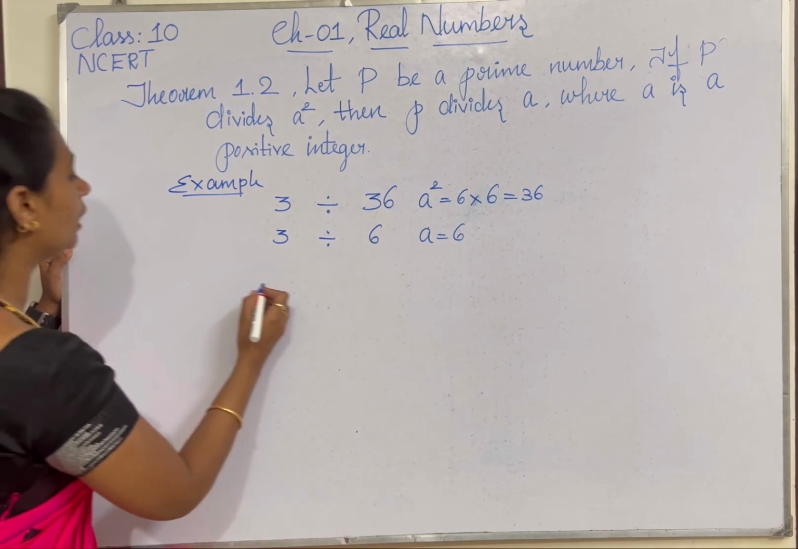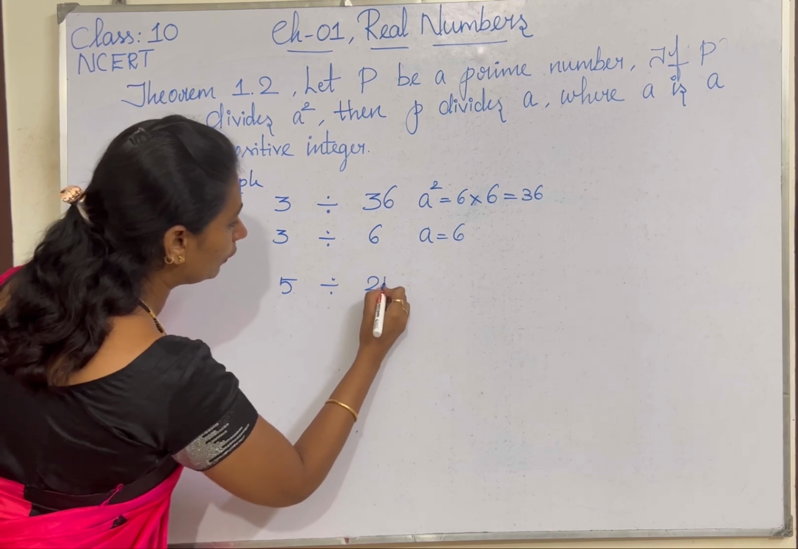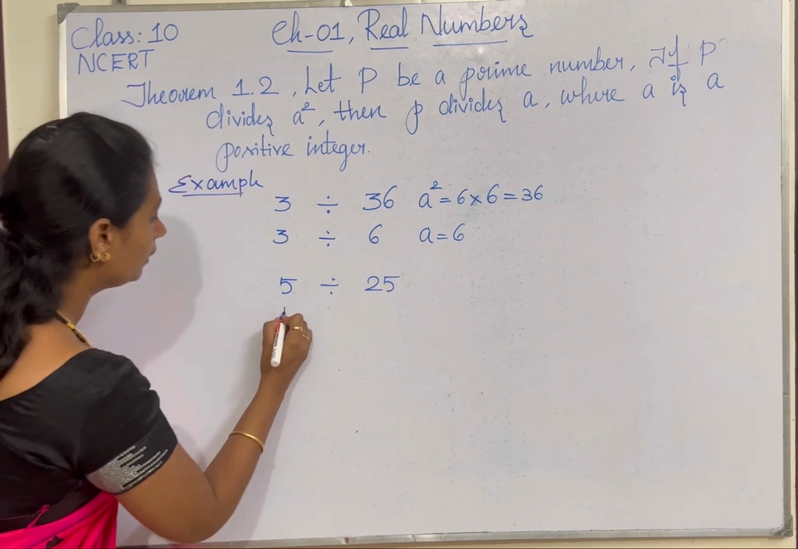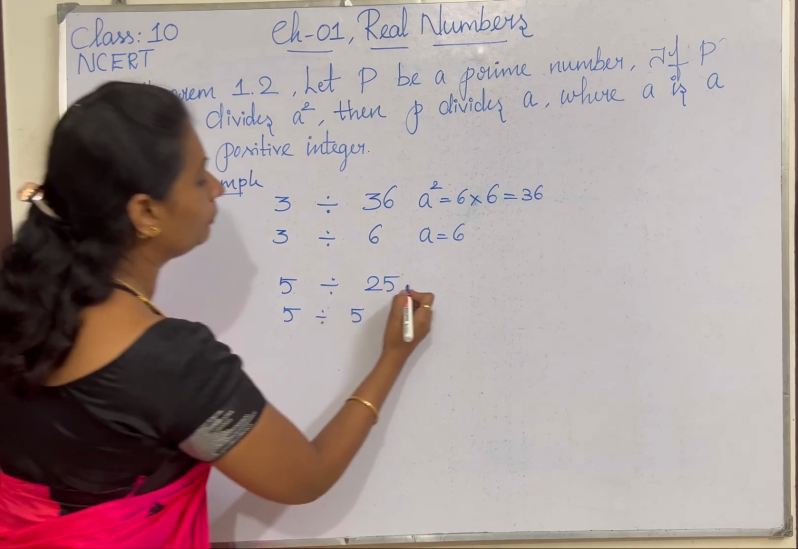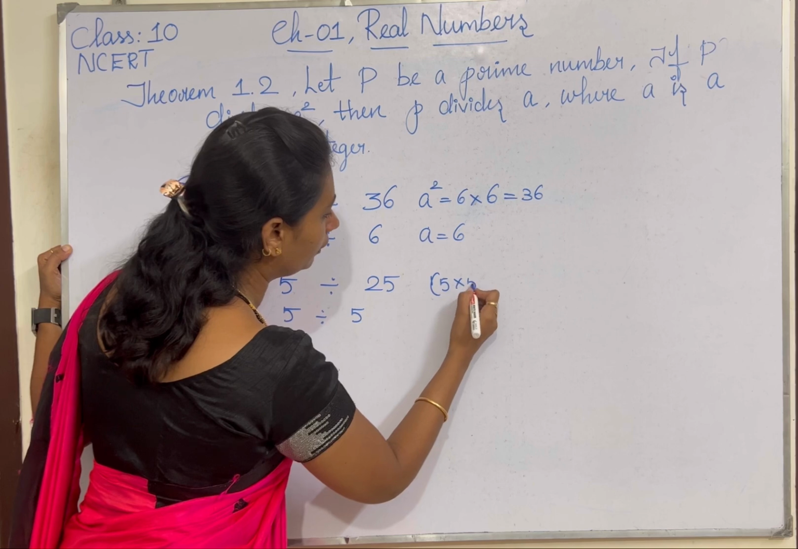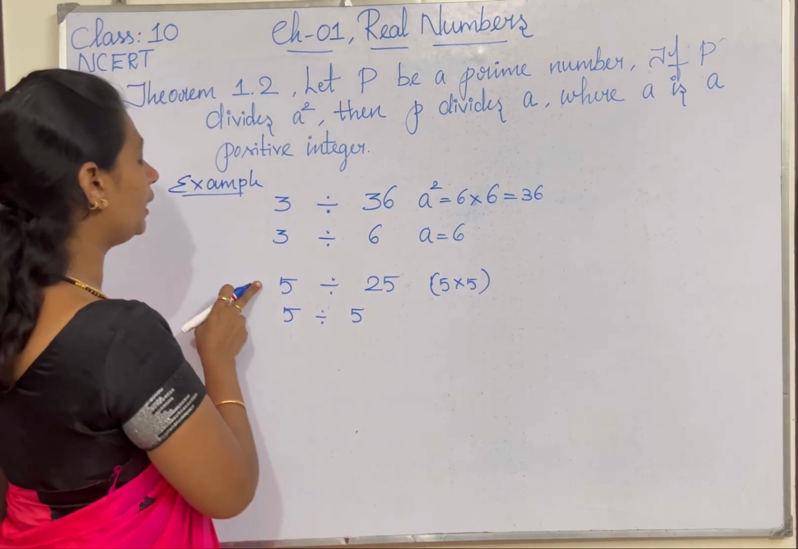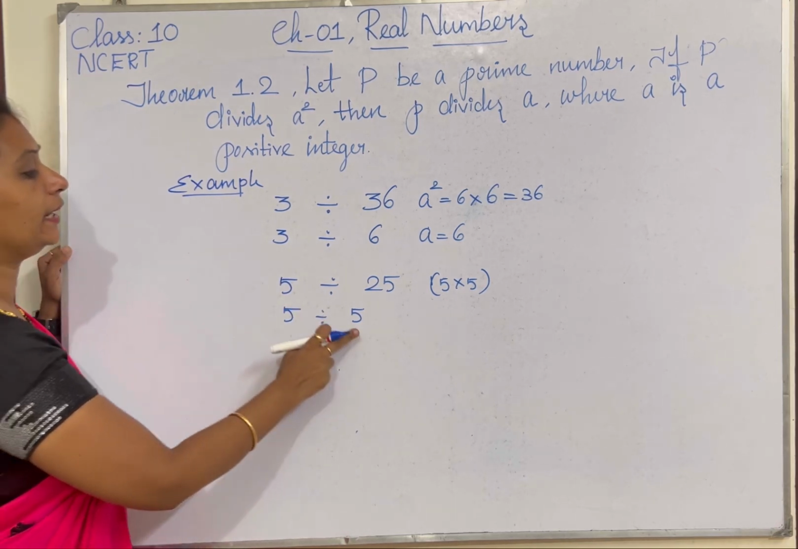Let me consider one more example. If 5 divides a square number 25, then 5 can also divide 5. Why? Because 25 can be expressed as 5 into 5, right? So if any prime number divides a square, it also divides a.